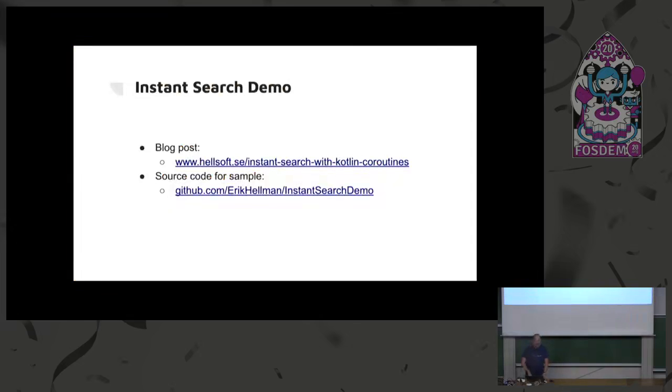Now, there is a blog post where I wrote about this. You can read more about it. I won't go into details. There is a source code example here as well that you can run. This example also contains some code showing how to test coroutines, which I haven't covered yet.